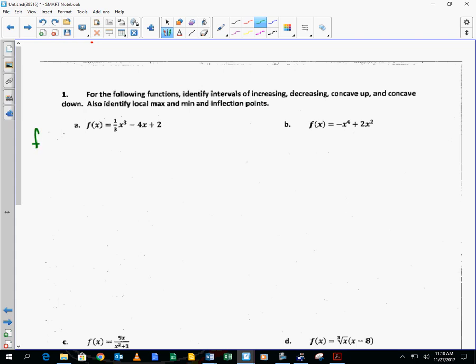So we're going to start with f prime of x. What's the derivative? x squared minus 4. Great. Can we figure out where that's equal to 0? Yeah, we can. Where's it equal to 0? Negative 2 and positive 2.